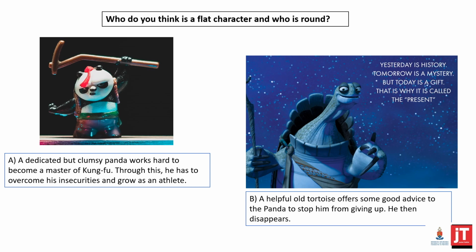On the right-hand side, we see a tortoise who has seen the sun for quite some time. He says, yesterday is history, tomorrow is a mystery, but today is a gift. That is why it is called the present. That's so helpful. His character description says that he is a helpful old tortoise who offers some good advice to the panda to stop him from giving up. He then disappears, poof, literally into the wind. He's there to support the protagonist, but in terms of layers to his character, we don't know a lot, apart from that he's old and quite wise. So he is probably more of a flat character. I hope that you see what I am seeing, and if you do, I think that you've got a good grip on the concept.